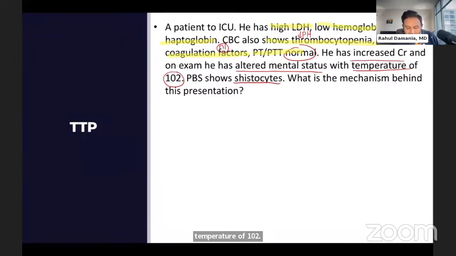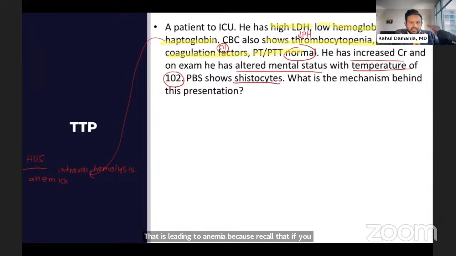So let's first map out the HUS triad. So anemia, the patient has that, check. And with the low haptoglobin, you want to recognize that this anemia is going to be what kind of anemia? It is going to be an intravascular hemolysis that is leading to anemia. Because recall that if you have red blood cells shear within the blood vessels, they release free heme. And if you have too much free heme release, that consumes your haptoglobin. So your haptoglobin is going to be low.